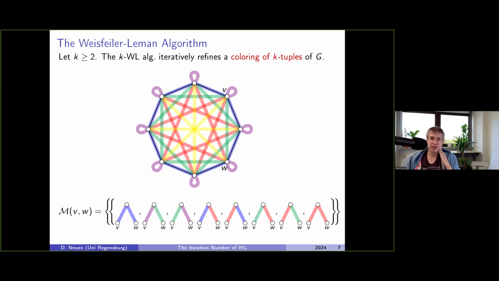Okay, so this is what I want to say about the definition of the Weisfeiler-Leman algorithm. So now let me tell you a little bit about why this is interesting.